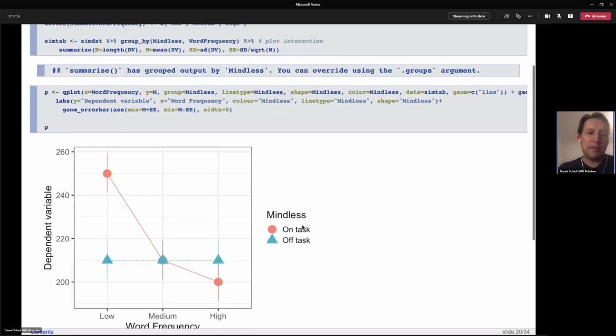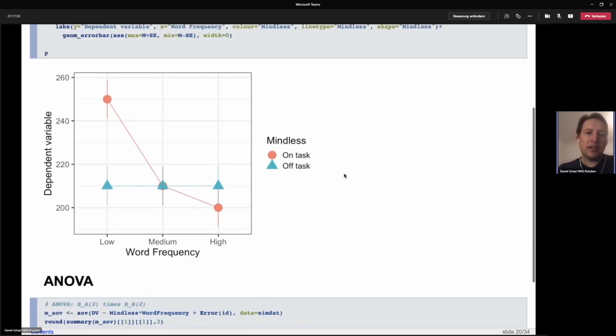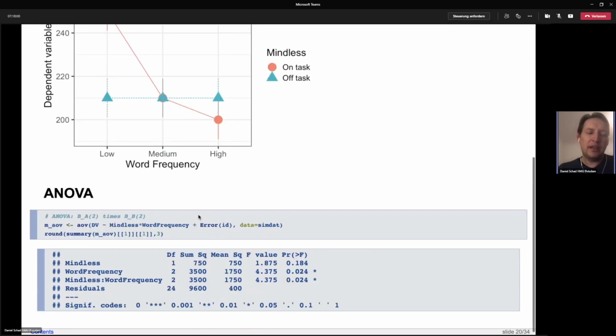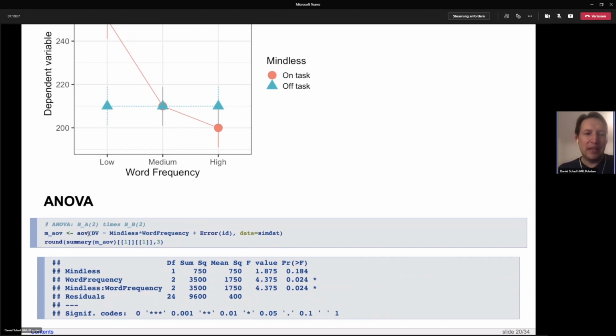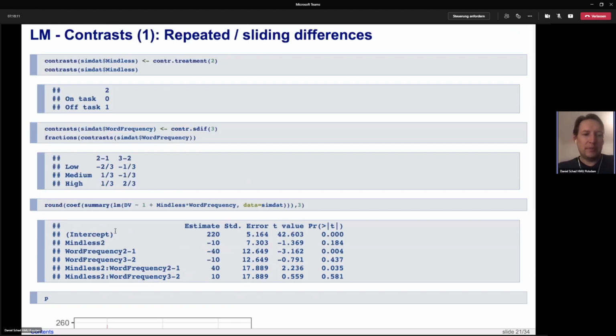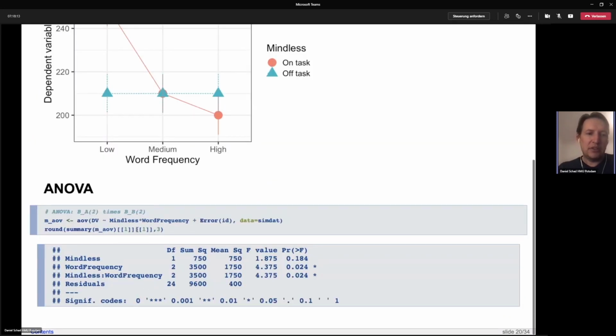You can have a look at them. So what we can do in the situation now, we can run, again, I'm using the AOV function. Sorry, maybe I should have a closer look at that. But here we are in an orthogonal situation, I think. It shouldn't make a difference. So if we use an AOV, we can get a main effect for mindless.